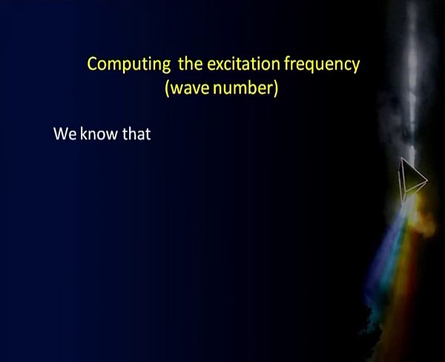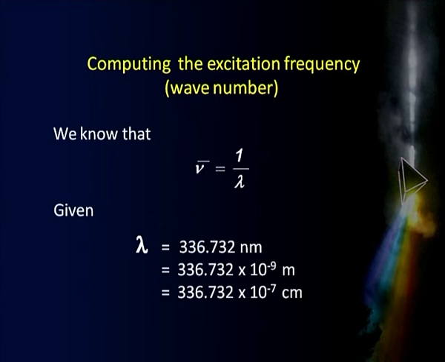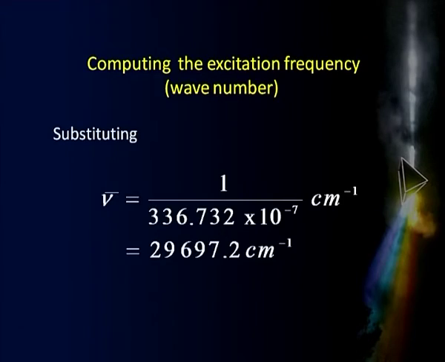Now, we know that the wave number is related to wavelength as nu bar is equal to 1 by lambda. We are given that lambda happens to be 336.732 nanometers. So, we can convert it into centimeters, substitute it in the formula, and get the value of our frequency, which happens to be 29697.2 centimeter inverse.